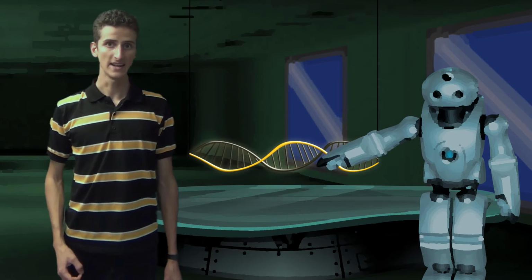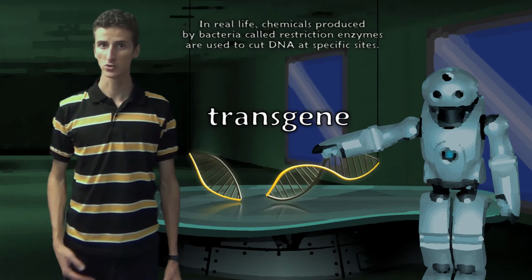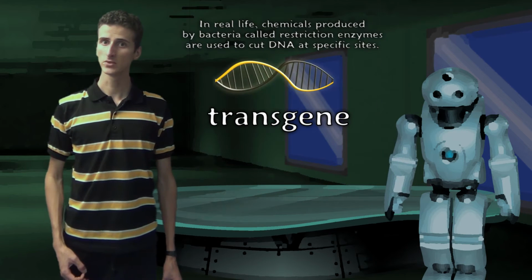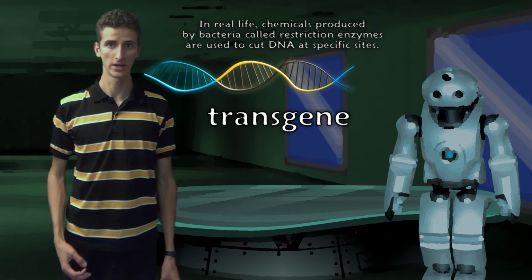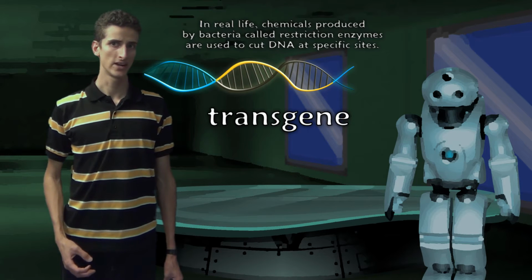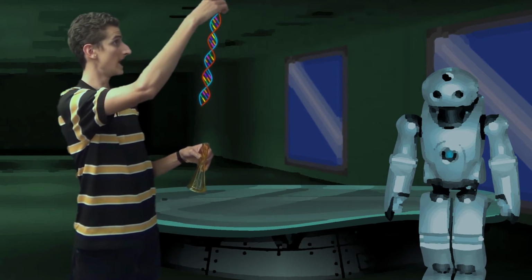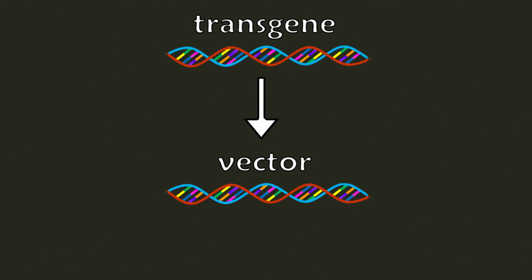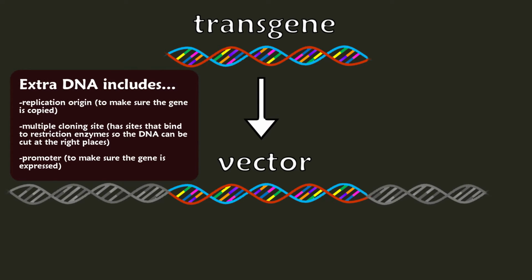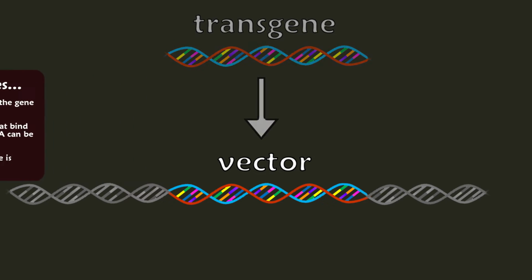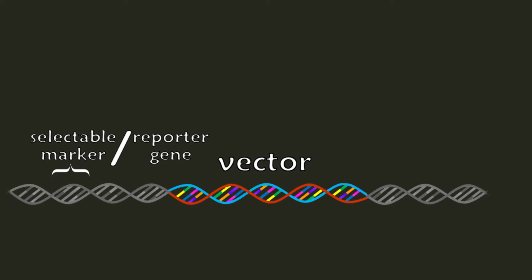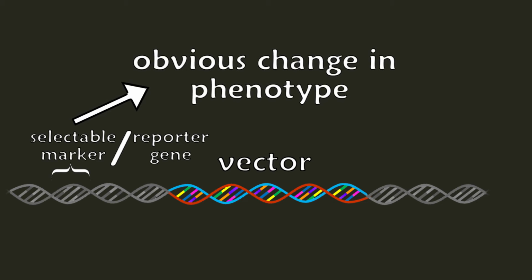First, scientists isolate the gene they wish to transfer, called a transgene, then surround it with extra DNA to help insert it into the target genome. Isolating the transgene can be difficult, so many times it is synthesized from scratch instead. Adding DNA instructions to it makes it into a vector, which means the transgene has everything it needs to integrate in a new organism. Many times a selectable marker or reporter gene is included, which causes an obvious change in an organism's phenotype to signal that the transfer worked.